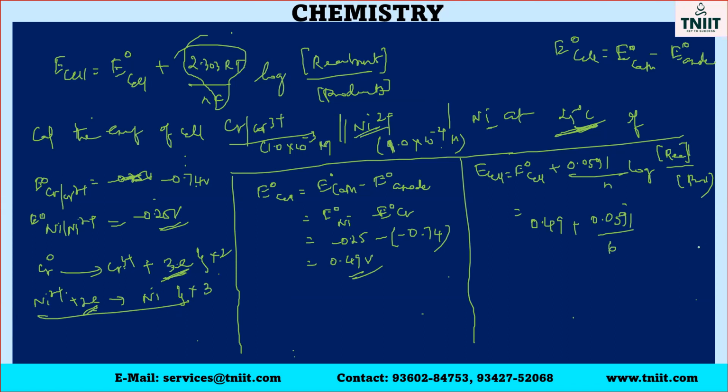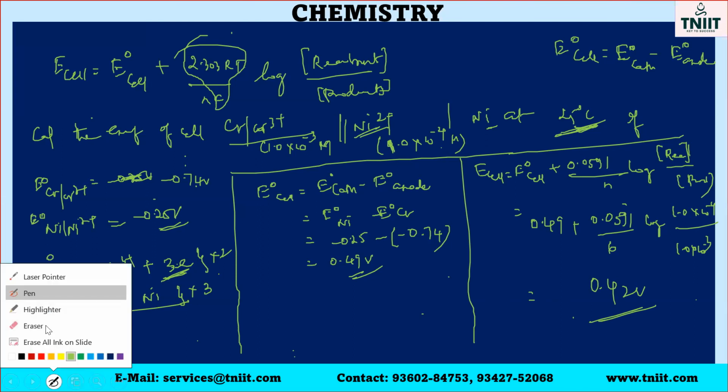And log of 1.0 into 10 to the power minus 4 divided by 1.0 into 10 to the power minus 3. So on substitution and simplification, the answer we get is 0.42 volts. So E of the cell. This is for an electrochemical cell. This is how we calculate the cell potential or EMF of an electrochemical cell. Now, one more equation I have to give you, then we'll go for another set of problems.